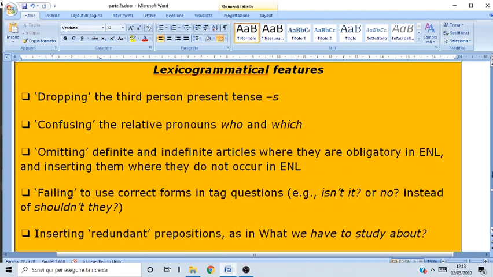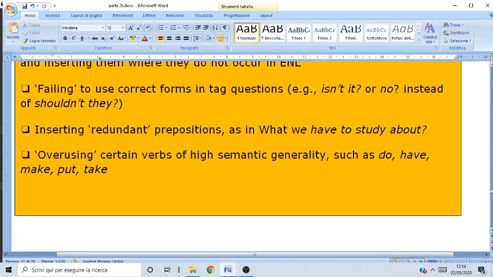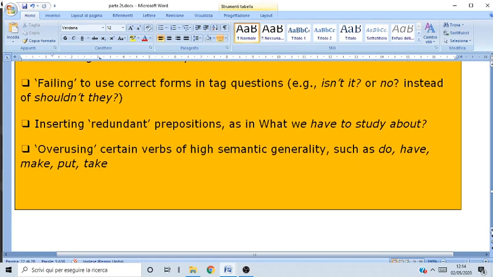So dropping the third person singular -s. There's a confusion between when to use who and when to use which, or when to use who and when to use that. And an omission of articles in general. A usage of incorrect or invariant tag questions. Using prepositions in a random way. And overusing some common English verbs like do, have, make, put, and take.